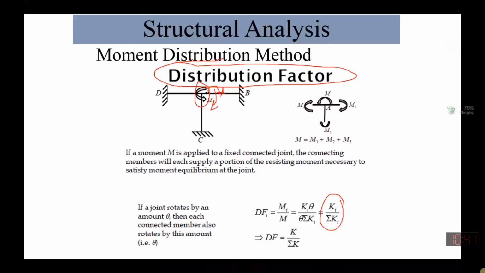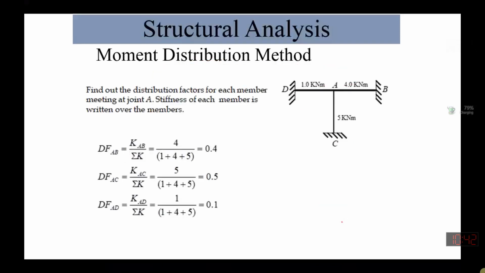Yes, sir. Okay, so we'll move to the next part. Then comes the moment distribution method, where we find out how to calculate the distribution factor. It's very easy. The stiffness of AD is equal to 1. This member has 4. AC has 5. So if I want to find the distribution factor for AB, it is equal to the stiffness of AB divided by the sum of the total stiffness at the joint. So we can find out the joint stiffness factor for member AB.